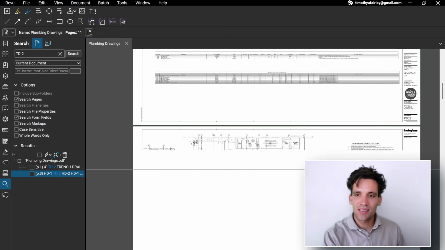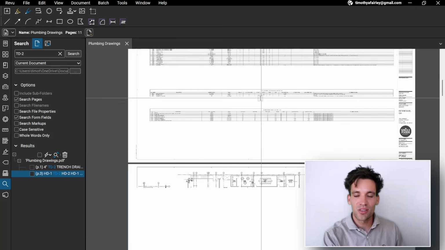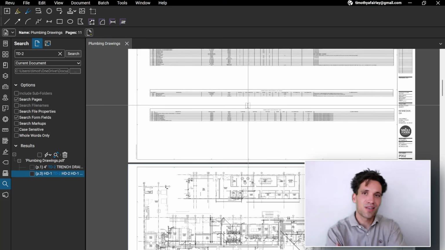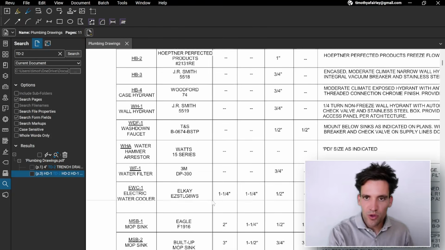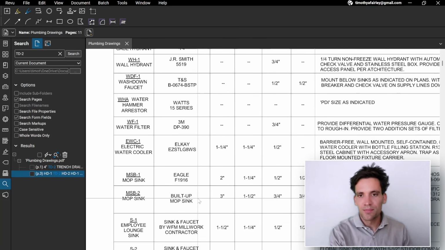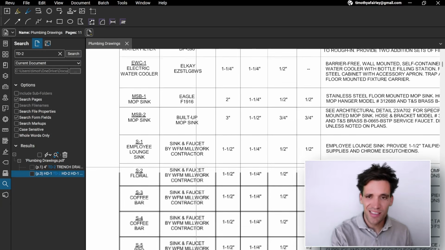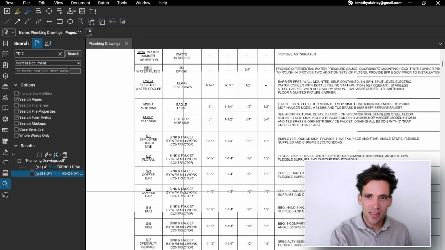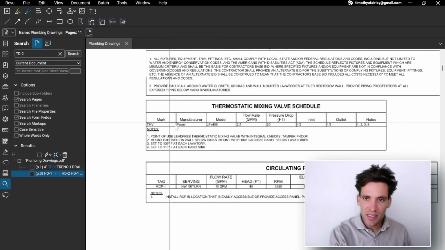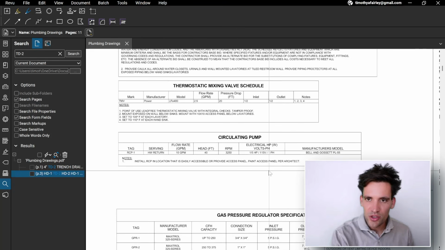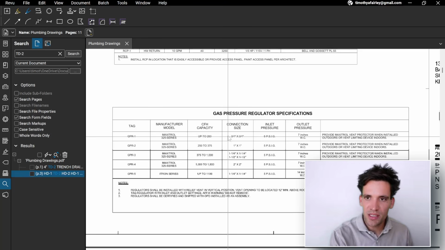The layout drawings tell you where everything goes, and the general notes cover everything else. Okay, so let's keep going through these in a bit more detail. We've got all our general cold and hot water items like sinks, employee lounge sinks. Other items, we've got our thermostatic mixing valve. We've got a circulating pump for the hot water, the specs for that.